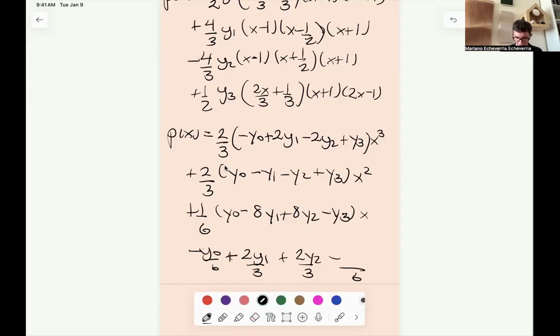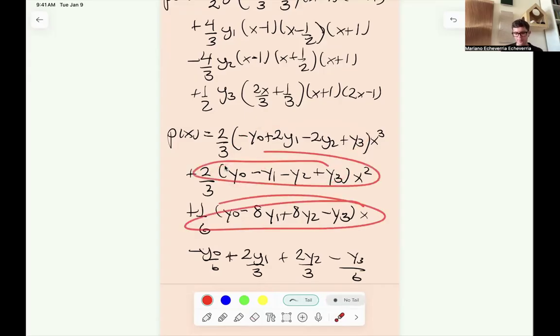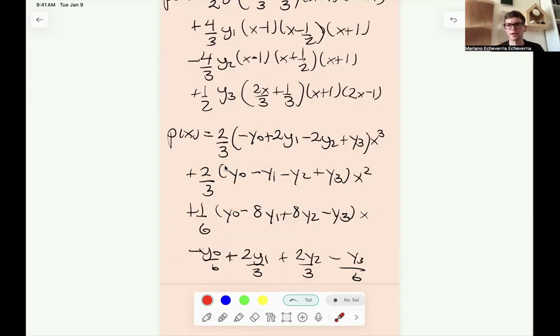So the way I'm writing it in each line is: this is the cubic part, this is the quadratic part, this is the linear part, and this is the constant part. Again, the point of these problems is to find the matrix itself. We already have many other problems where you have to find the polynomial, so I will just give you the polynomial.